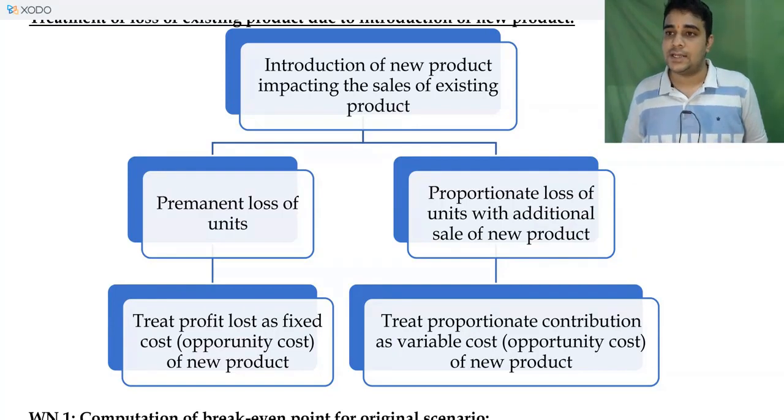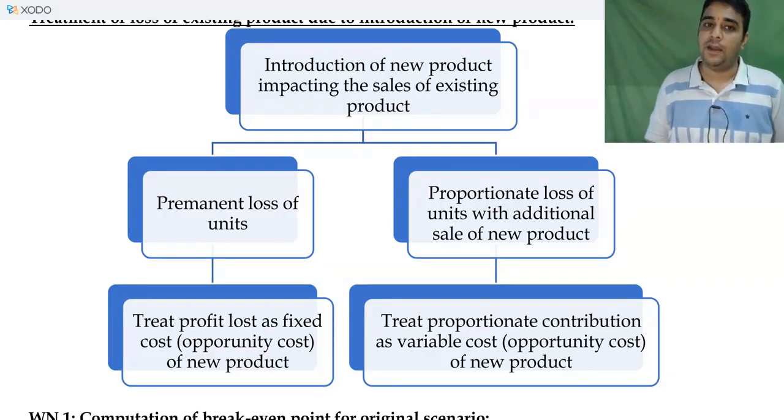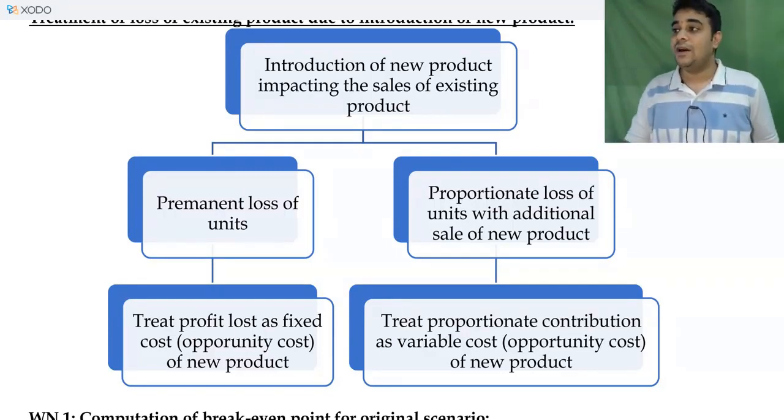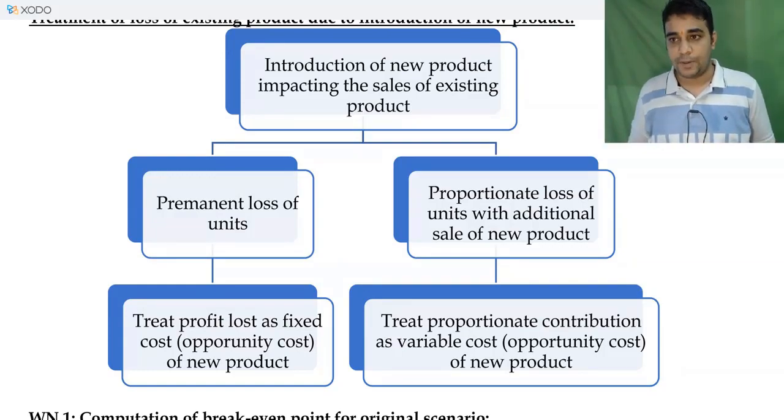Just doing a financial analysis, saying fixed cost by PVR or contribution per unit, and saying it is making profit doesn't make sense, because you will have to give effect to the opportunity cost. What is the opportunity cost of introducing a new product?